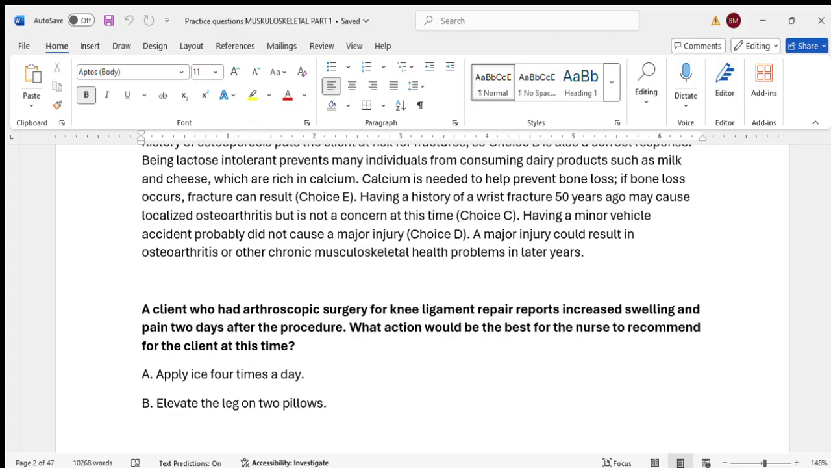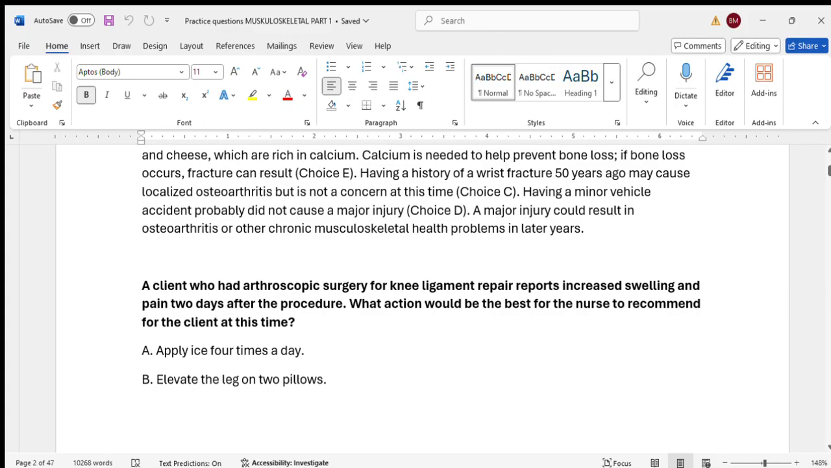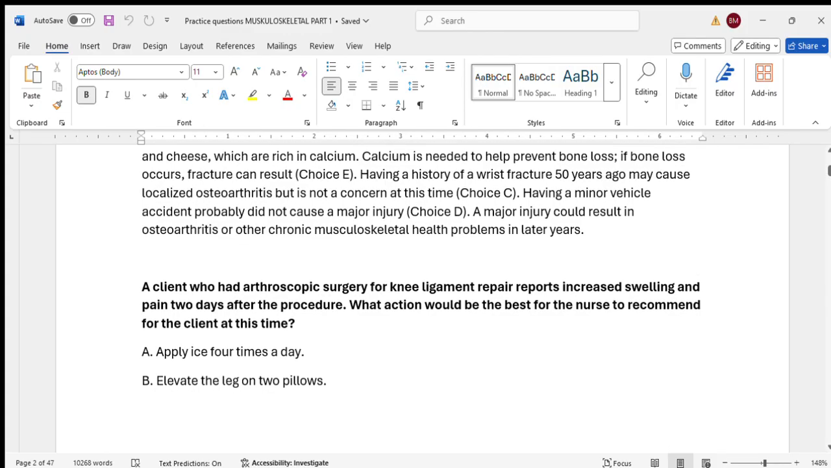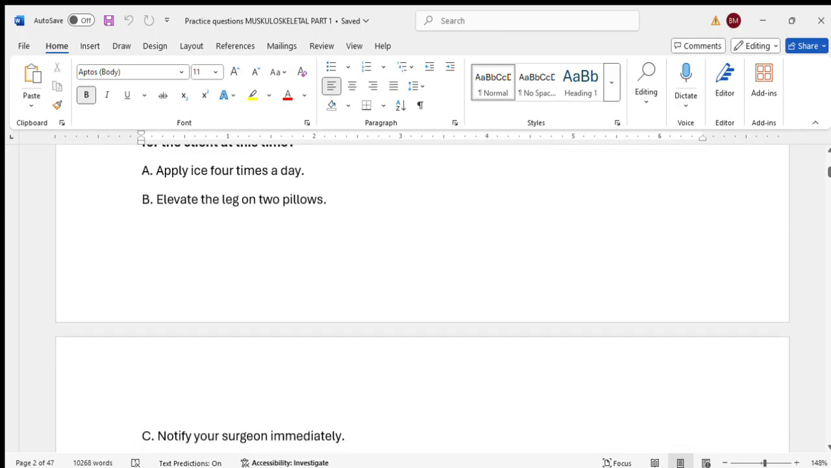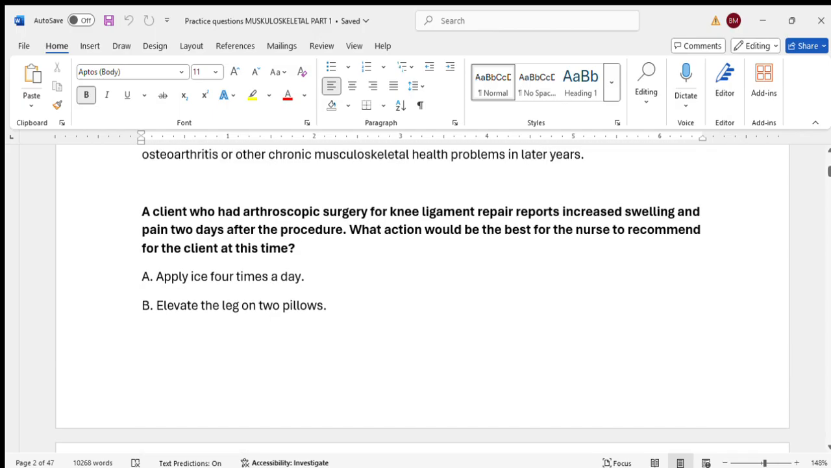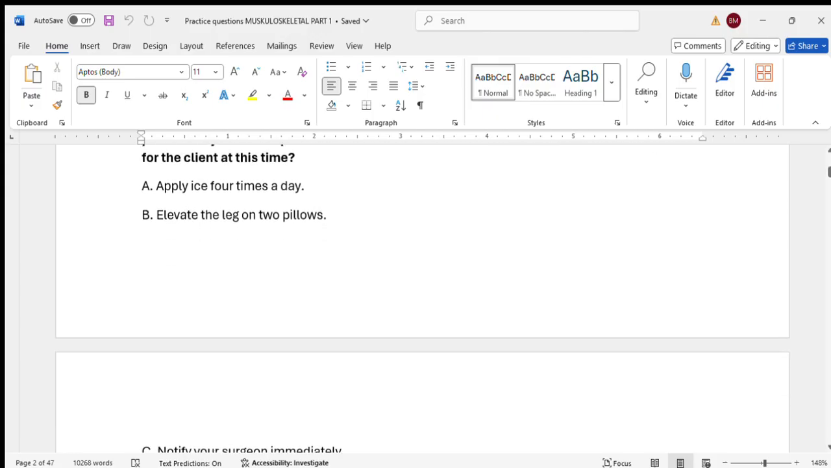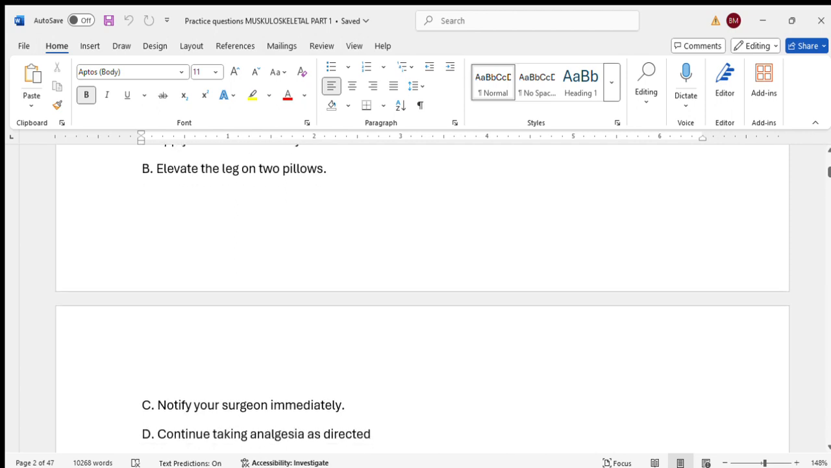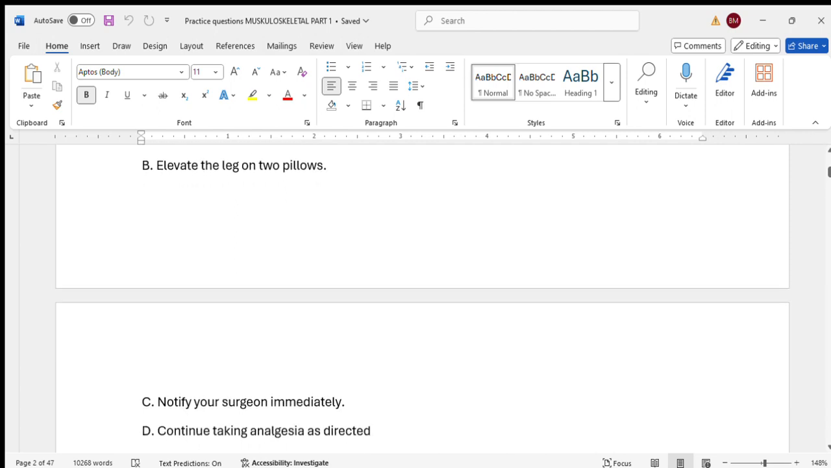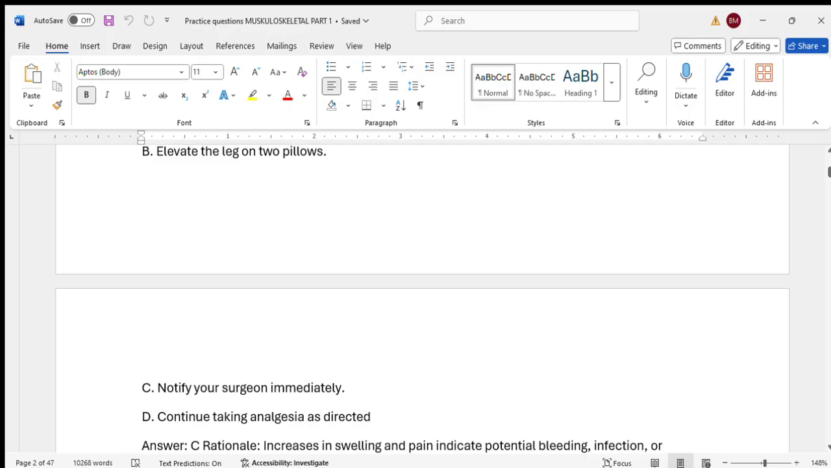So what is the best recommendation? Apply ice 4 times a day. Elevate the leg on 2 pillows. We are going to notify the surgeon immediately. So this client is reporting increased swelling and pain, increased swelling and pain 2 days after. So we are going to notify the surgeon immediately, or continue taking analgesia as needed. So the answer is notify your surgeon immediately.